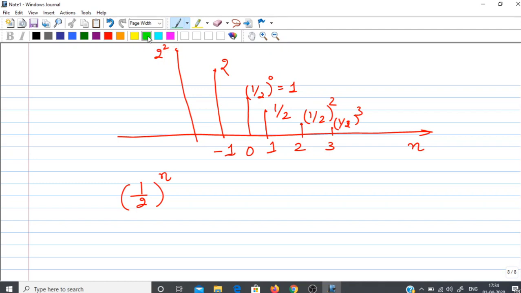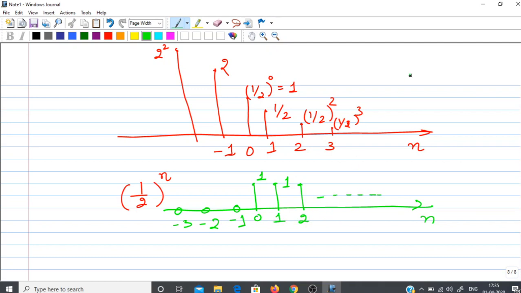Now this sequence is multiplied by u[n], because what you are given, you have to find the z transform of not (1/2)^n. You are asked to find the z transform of (1/2)^n u[n]. So I draw u[n]. This is my n. u[n] means it is 1 for n greater than or equal to 0. So this is my u[n], and in the negative side it would be 0. At minus 1 it is 0, at minus 2 it is 0, and till minus infinity it is 0, but from 0 onwards it is 1.